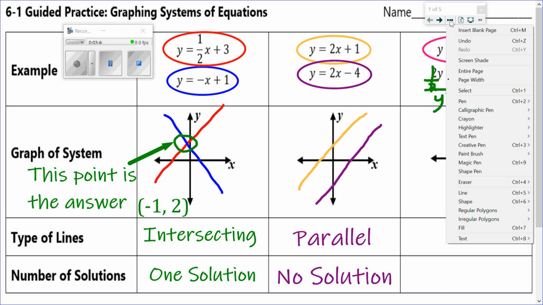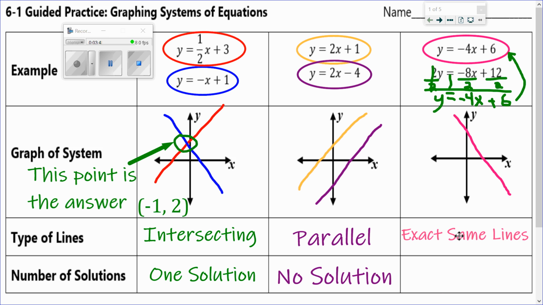So when that happens, that means that we have the exact same lines. It would just end up being right on top of that pink line. And then that means that this has infinitely many solutions.